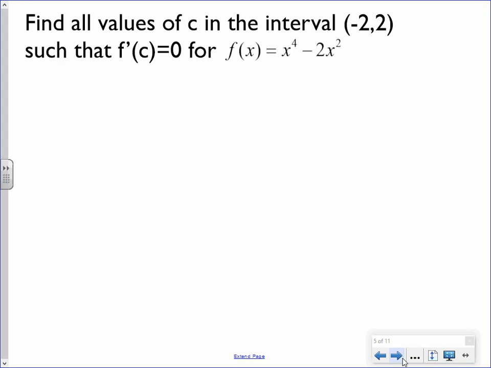So, next one. So, next we have the function f of x is x to the 4th minus 2x squared. We have the interval -2 to 2, and you know what? I'm going to let you do this one without my guidance, because I think you can. So work together at your pod to come up with an answer for me.